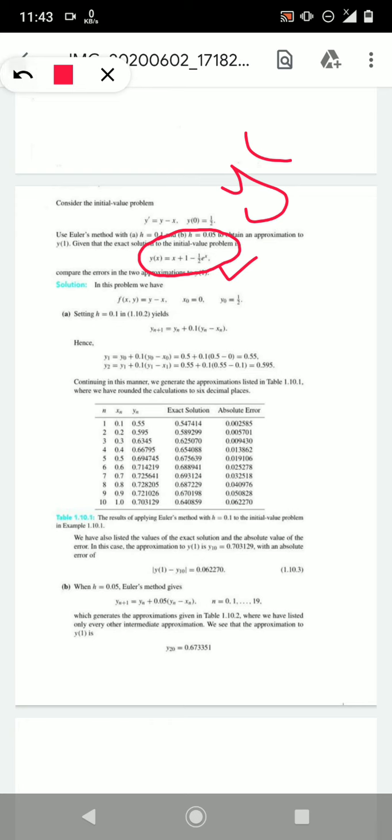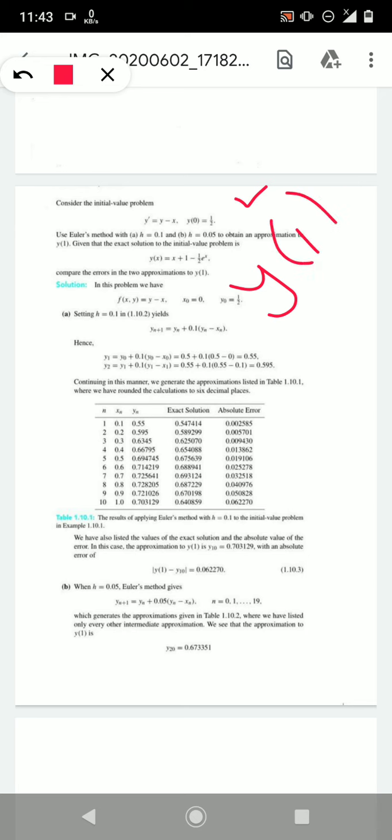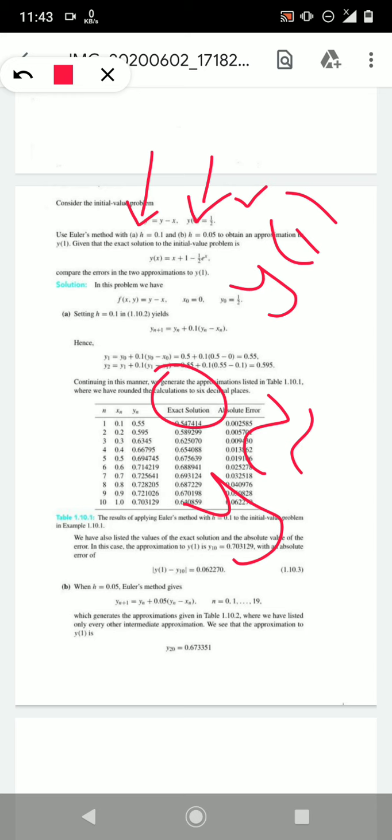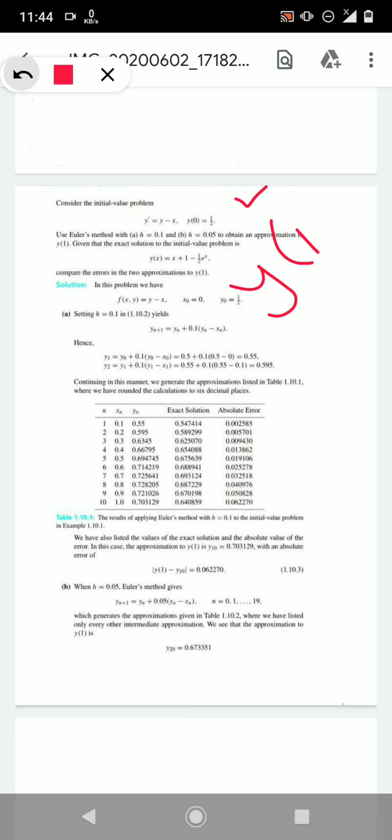And by using Euler's method, we get the approximated solution at x equal to 1. First we have to find the approximated solution with h equal to 0.1, then 0.05. Since it's an approximation, definitely there will be some error, and we have to calculate the error in these two approximations, using h equal to 0.1 and 0.05.